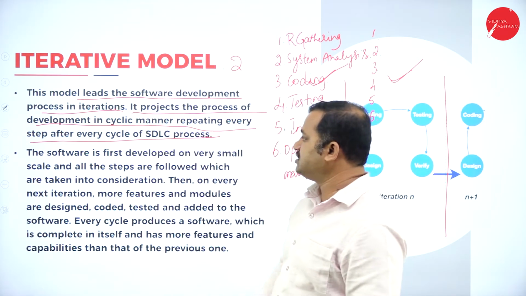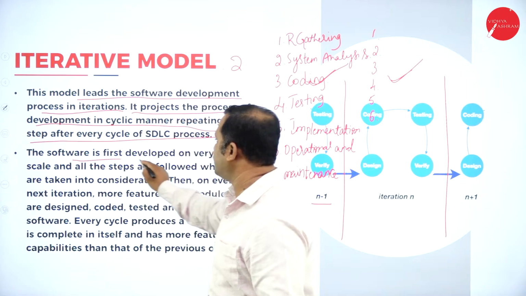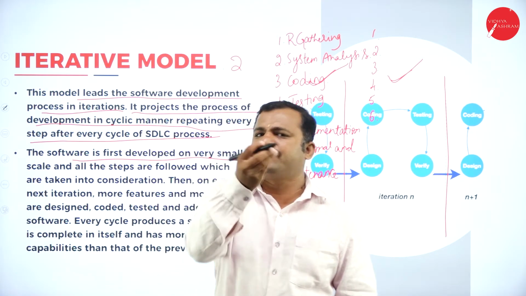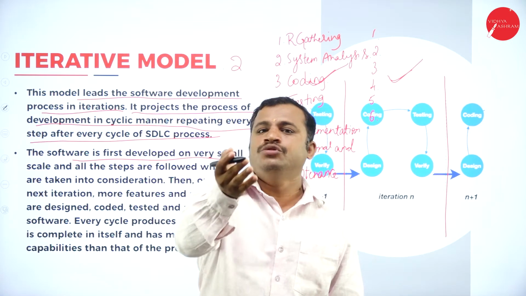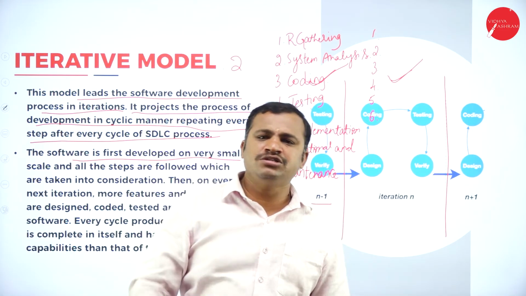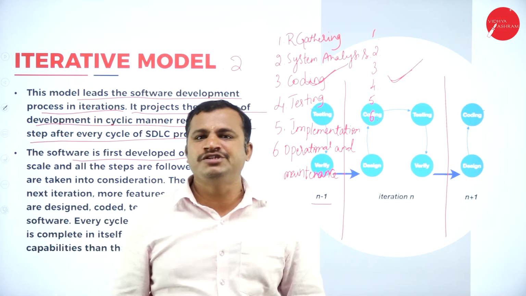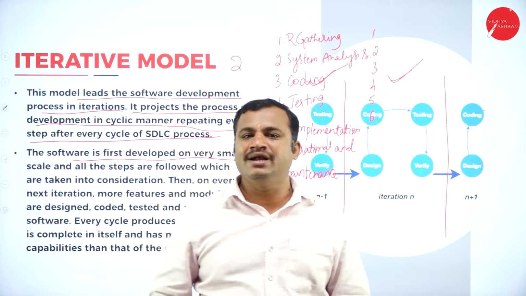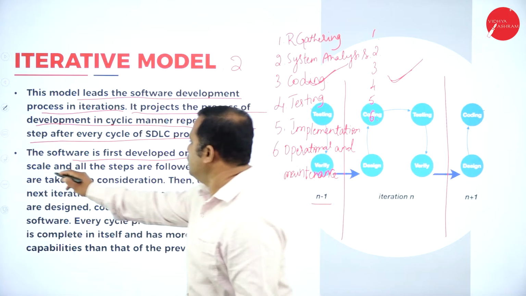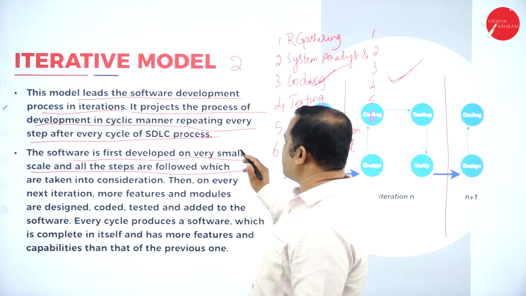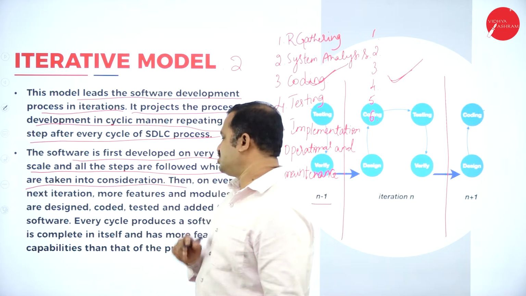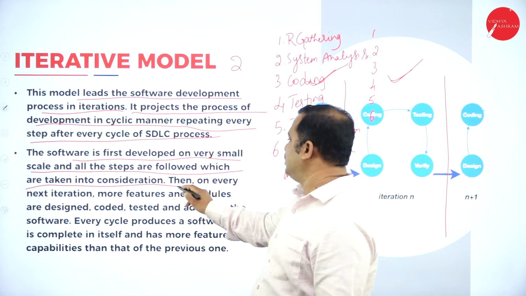So the same thing is explained here. The software is first developed on a very small scale. That is, with a few requirements of a client, we are going to implement the software project. Later, if he comes across any requirements, let him come, we shall do it in the next iteration. That is the plan we have in case of the iterative model. That is the small scale. And all the steps are followed and the initiation is taken into consideration. That is, the planning is considered in it.